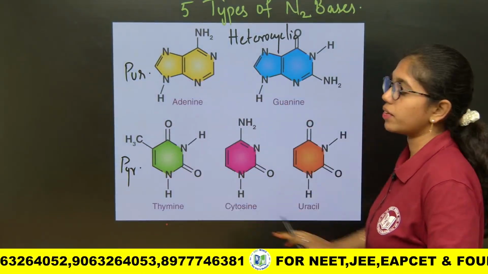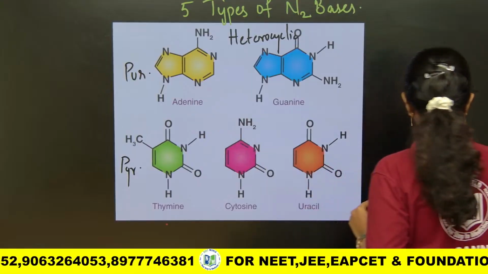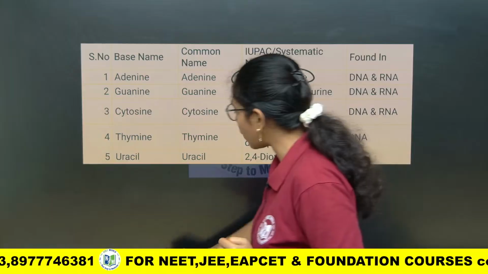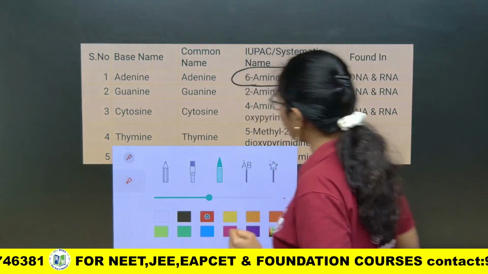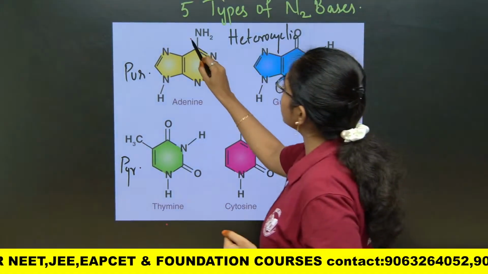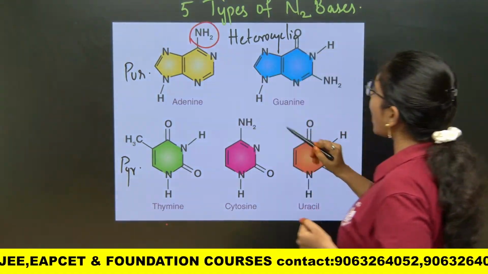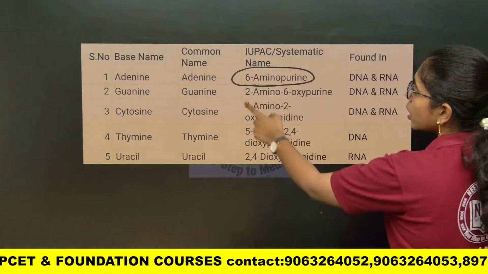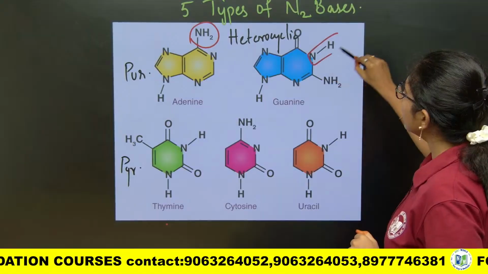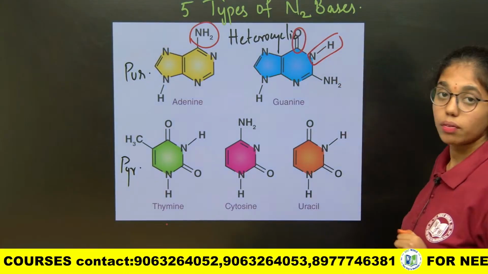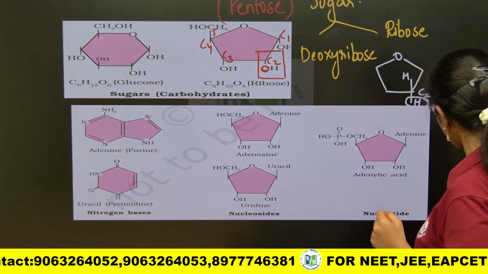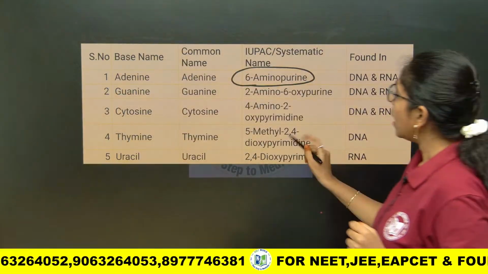Based on the amine groups and ketone groups or methyl groups present on these structures, their IUPAC names are derived. As such, adenine is also called 6-aminopurine. Adenine is also called what? 6-aminopurine. And guanine is said to be 2-amino-6-oxypurine.